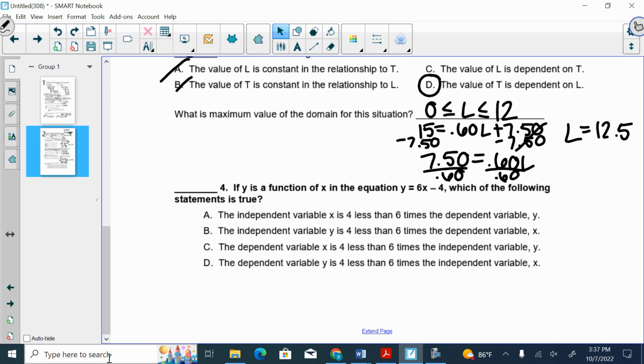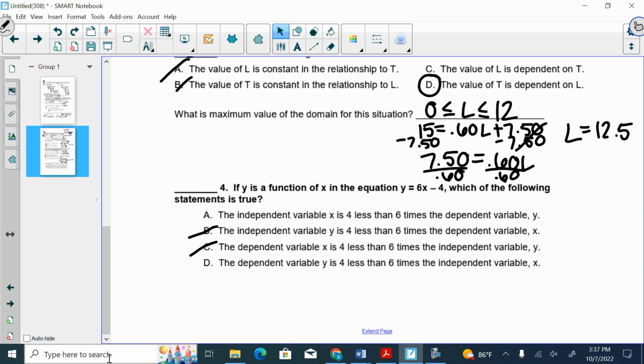So, A says independent variable x, so that's good. B says independent variable y, so that's not right. I can mark that one out. C says the dependent variable is x. Well, that's not true, right? We just said that x was the independent. And D says dependent variable y. Okay, so that could be true. So we've narrowed it down to 2 answer choices.